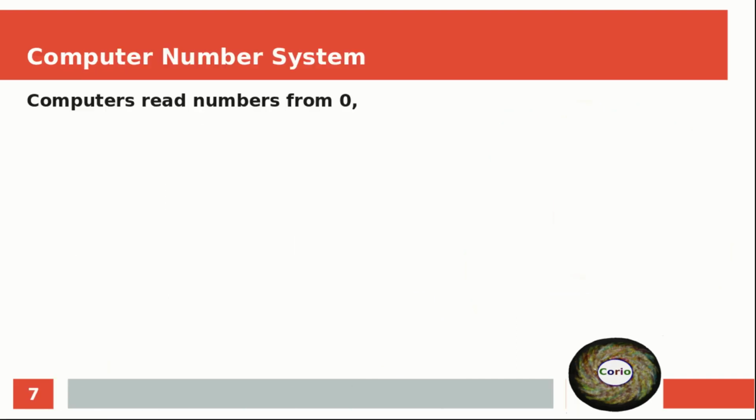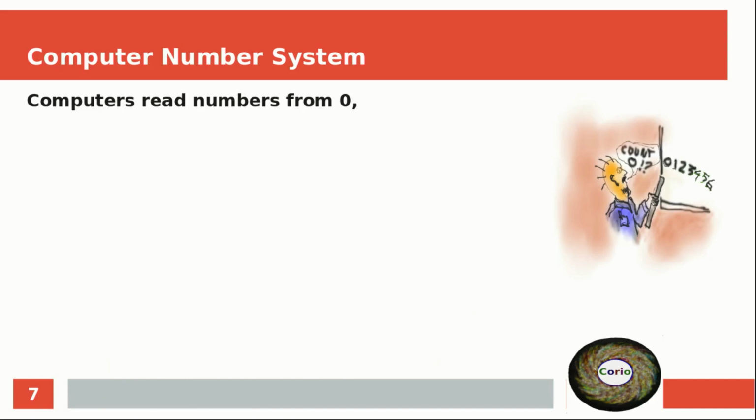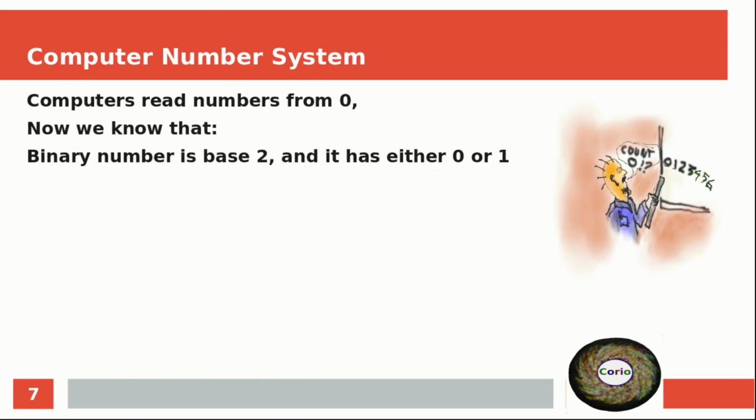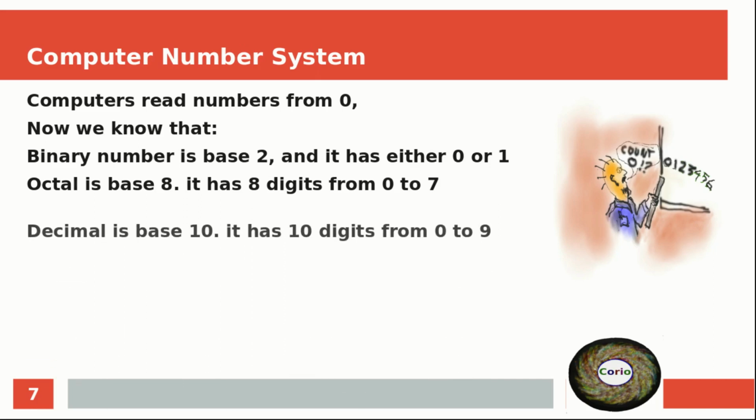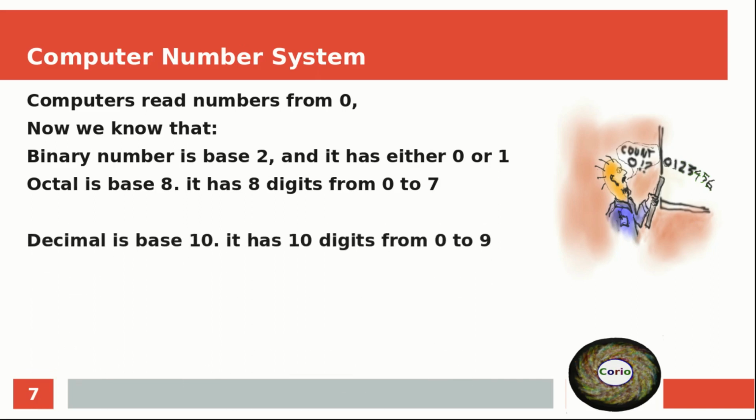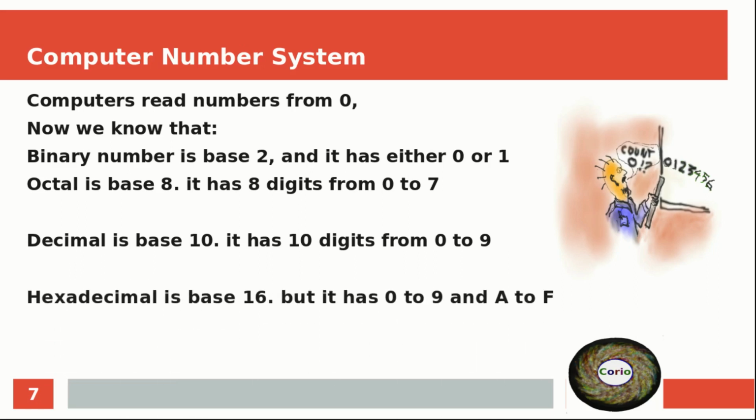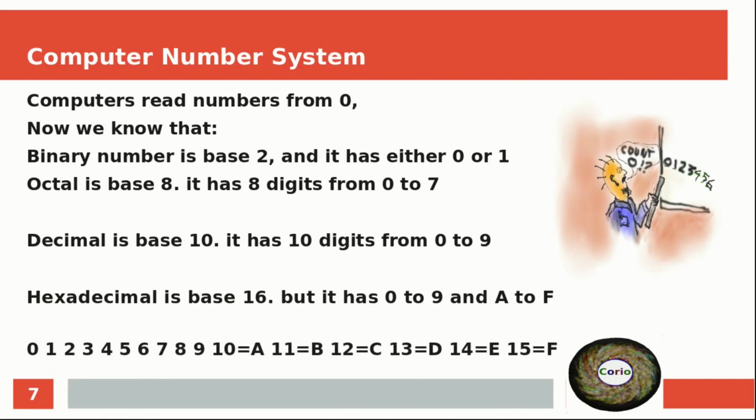Now that we know that, we further cement our knowledge of binary number as base 2. And it has either 0 or 1. Octal is base 8. It has 8 digits from 0 to 7. Decimal is base 10. It has 10 digits from 0 to 9. Hexadecimal is base 16. But it has 0 to 9 and A to F. So we start from 0 all the way to 15, which is actually 16 numbers.